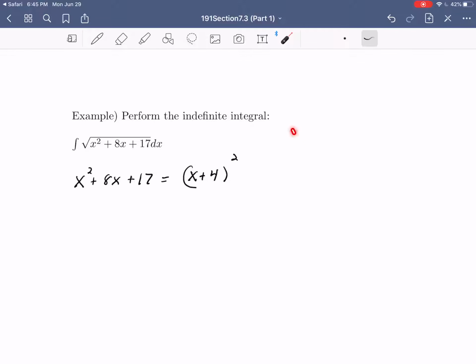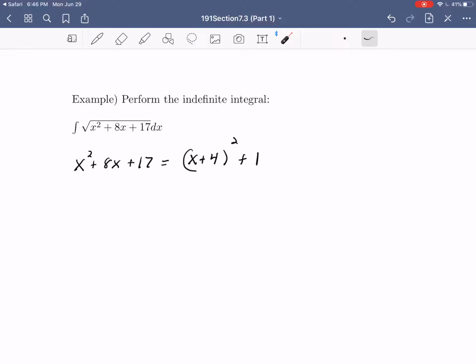And then if you want, off to the side, you can actually square that. That would give you x squared plus 8x plus 16. So since we have plus 17, it must be equivalent to x plus 4 squared plus 1. So in other words, we can view this as this here. This is, again, not something you're going to encounter too much, but in case you ever see a radical with a quadratic inside, you can always complete the square to rewrite that quadratic as a square plus or minus a value. All right, so now that we have that, we can view this as the integral of the square root of x plus 4 squared plus 1 dx.